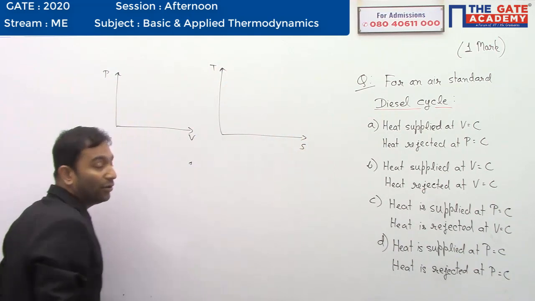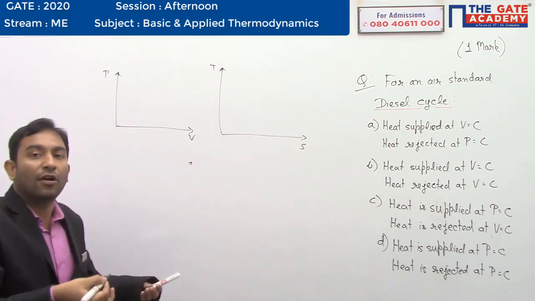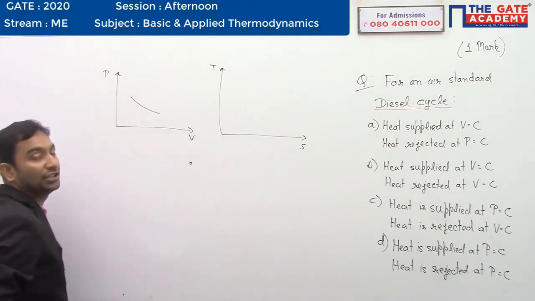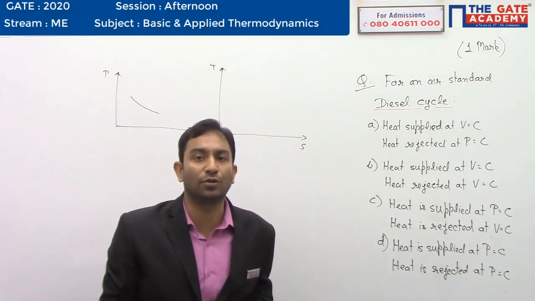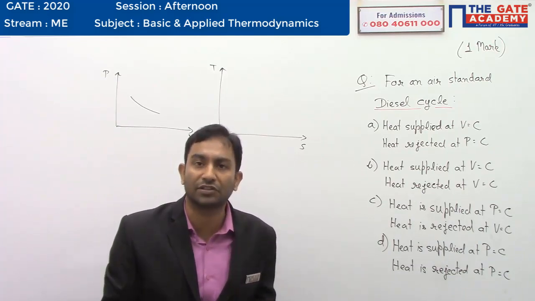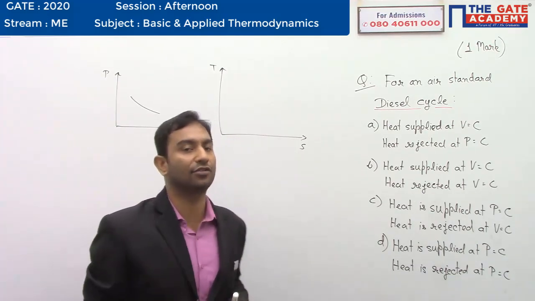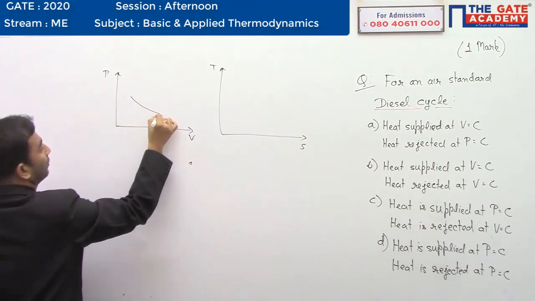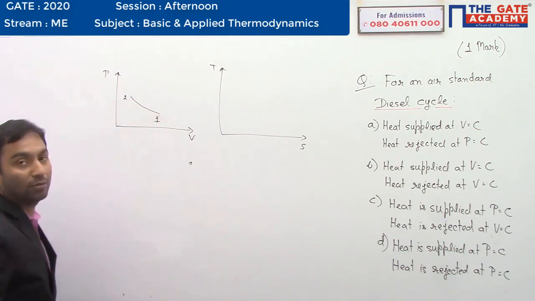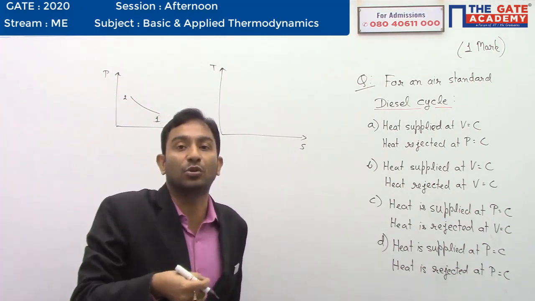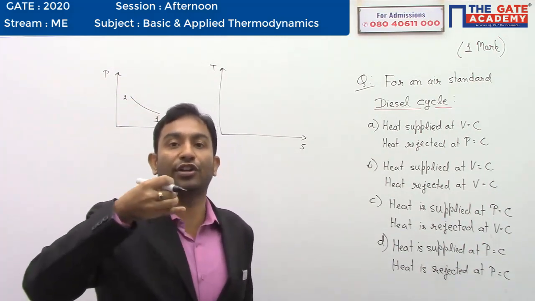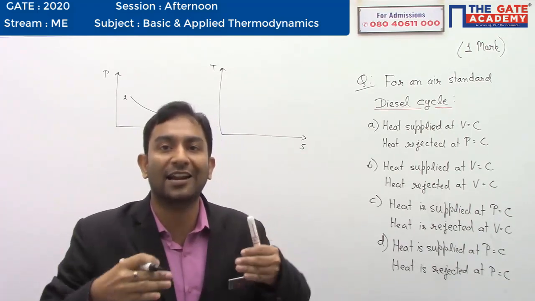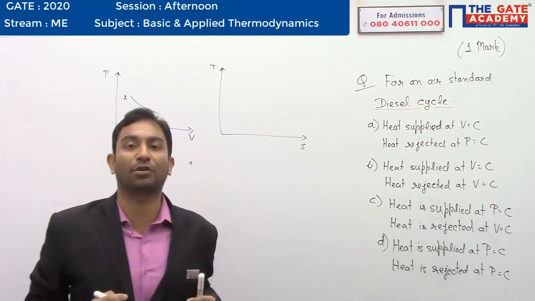Now, the diesel cycle from process 1 to 2, it is isentropic compression. From process 1 to 2, it is reversible adiabatic compression, or we can say it is an isentropic compression. Sorry, this is 1 and this is 2. Then in process 2 to 3, the heat supply is taking place in your diesel cycle, and in that process the pressure is kept constant.